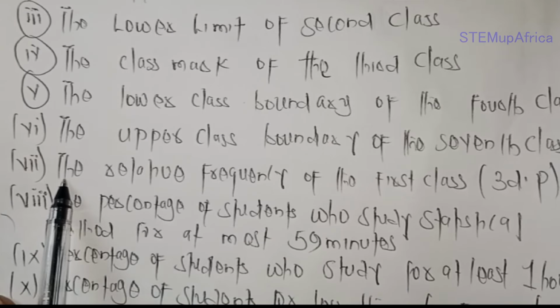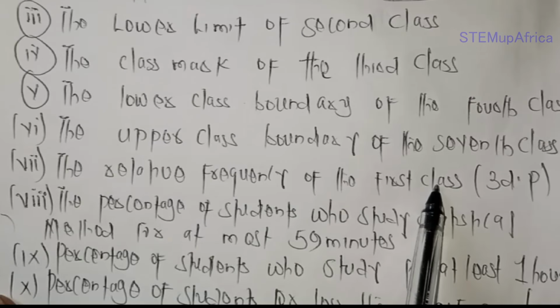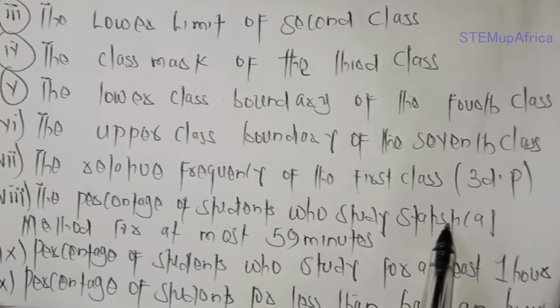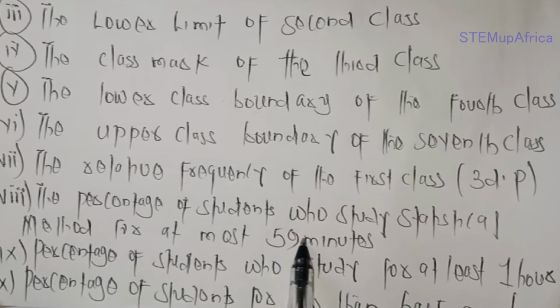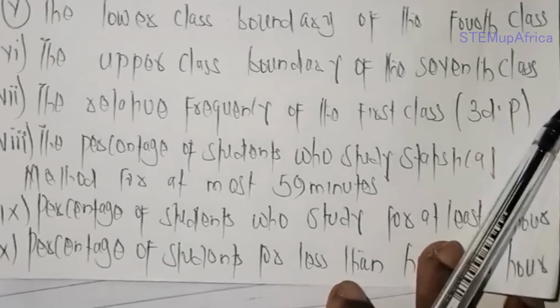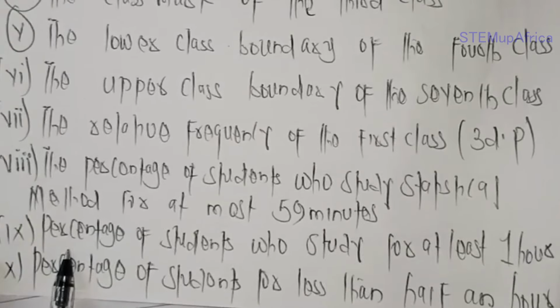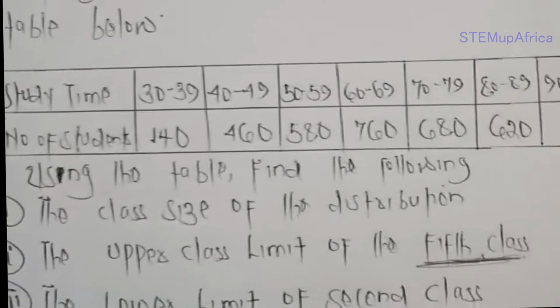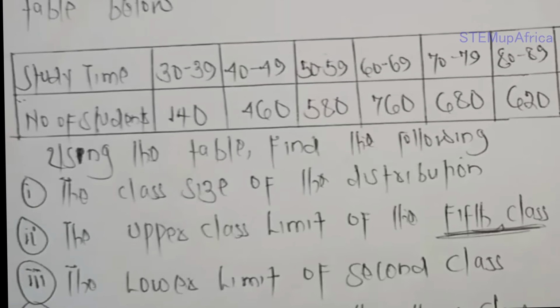Then 7, the relative frequency of the 1st class to 3 decimal places. 8, the percentage of students who study statistical methods for at least 59 minutes. 9, the percentage of students who study for at least 1 hour, and 10, the percentage of students who study for less than half an hour. So let's see how we can answer these questions.